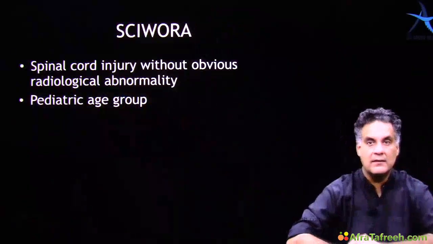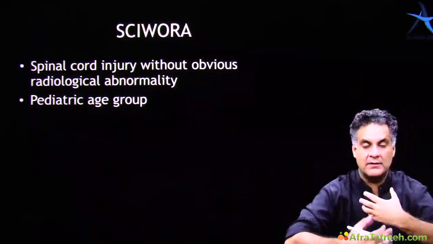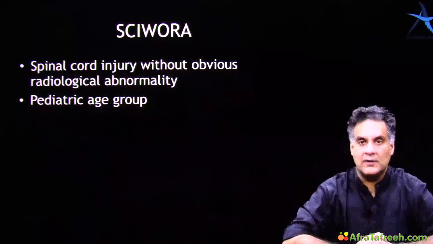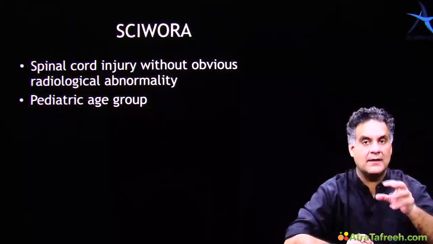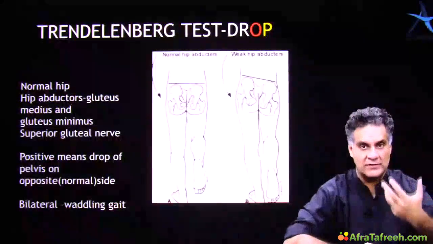Sometimes in children, because of the flexibility of the spine, there is no damage to the vertebra, but the neural tissues can be disrupted. This is called spinal cord injury without obvious radiological abnormality. The word radiological here means the X-rays, not the MRI, because MRI will obviously show you changes.